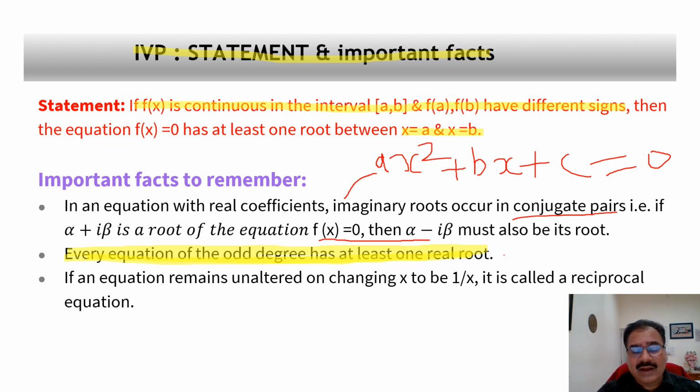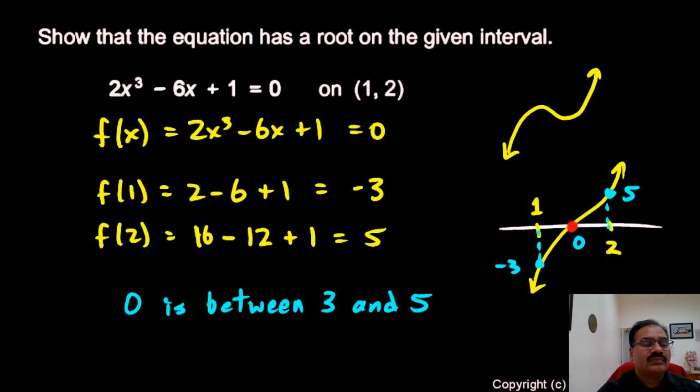If an equation remains unaltered on changing x by 1 by x, then it is called a reciprocal equation. There are many equations which satisfy this property, and you encounter them whenever you go for the solution of algebraic and transcendental equations. Now, let this example be clear to you: show that the equation has a root on the given interval. 2x cube minus 6x plus 1 is 0 on the interval 1 to 2. Let f(x) is equal to 2x cube minus 6x plus 1.